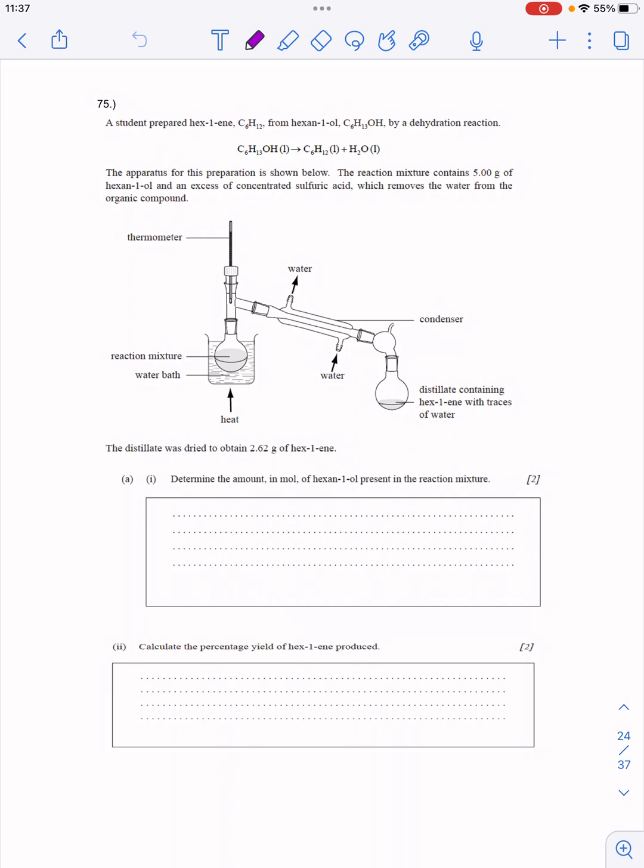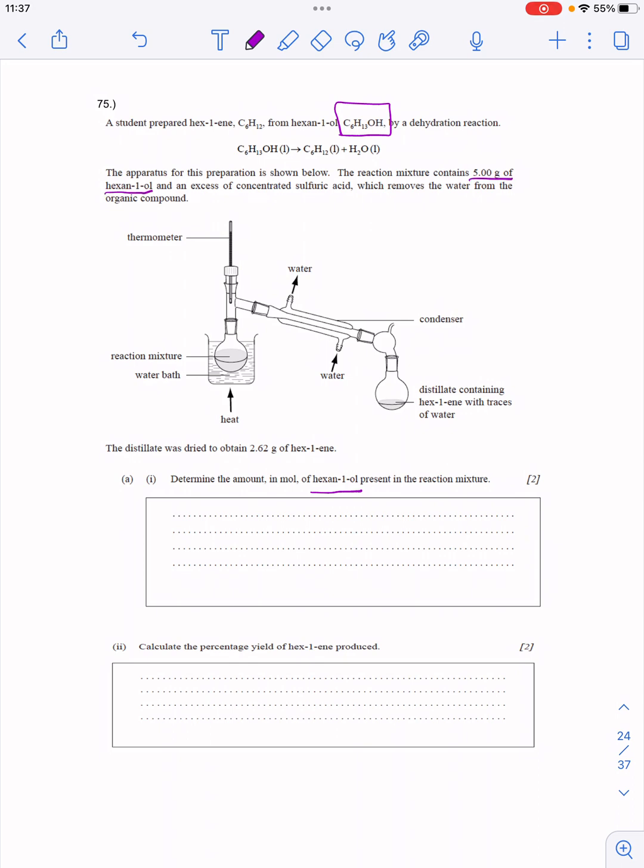The first question is determine the amount in moles of hexane 1-ol present in the reaction mixture. Okay, maybe you don't know what hexane 1-ol is, but if you look up here, they actually tell you. They say a student prepared hex-1-ene, which is the C6H12, from the hexane 1-ol, which is the C6H13OH, by a dehydration reaction. They show the reaction, and if we look further, they say the apparatus is shown. The reaction mixture contains 5 grams of hexane 1-ol.